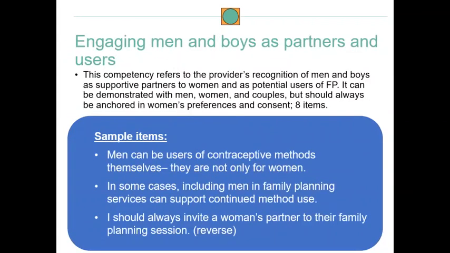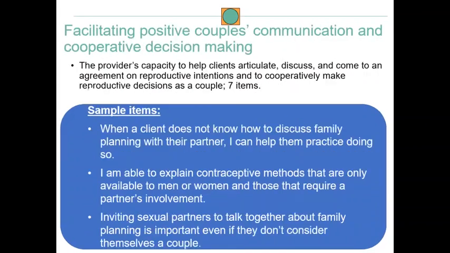Engaging men and boys. An example item from here is: men can be users of contraceptive methods themselves. They are not only for women. Again, getting at what I mentioned before, how some providers mentioned there were not as many contraceptives available for men. And so reinforcing this among providers that there are some things that they can use, like condoms and vasectomy.